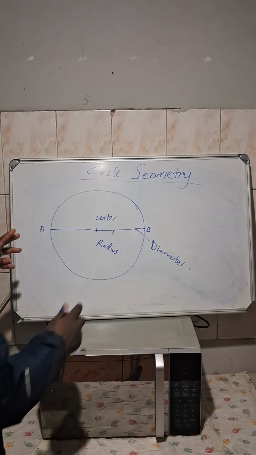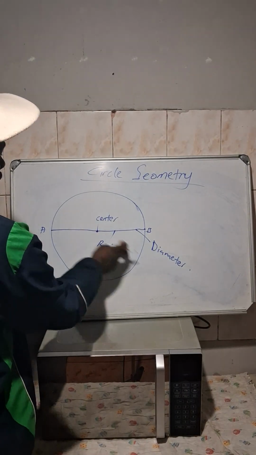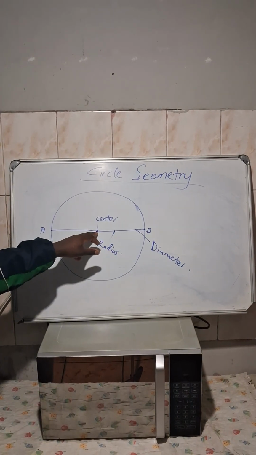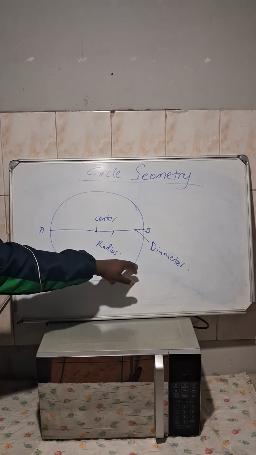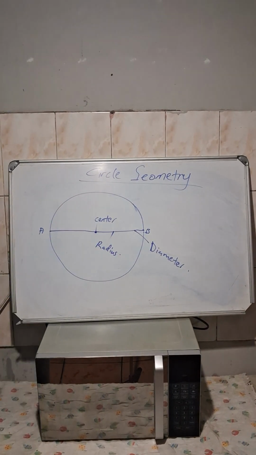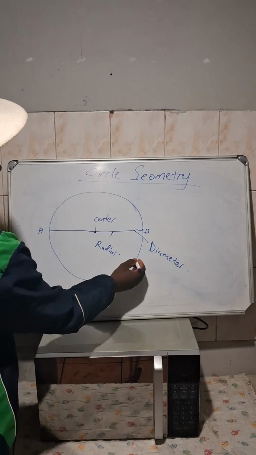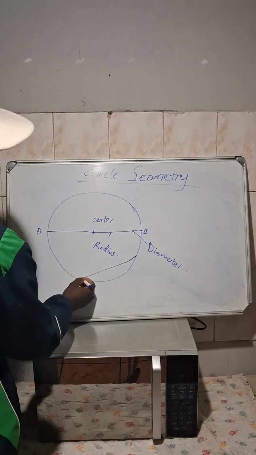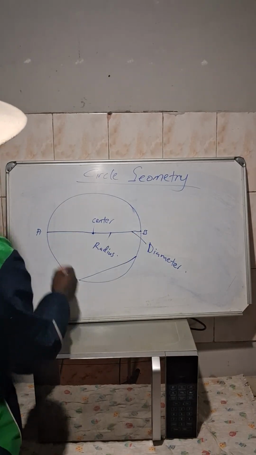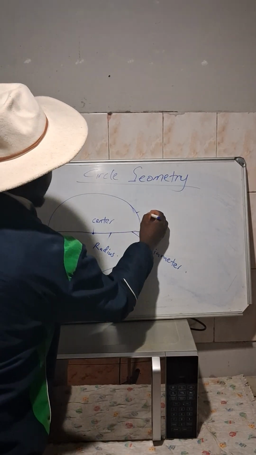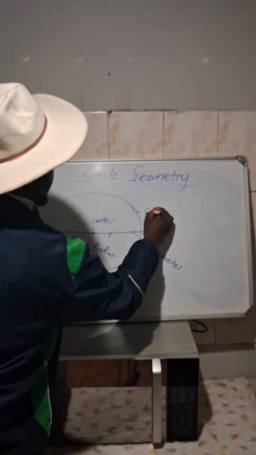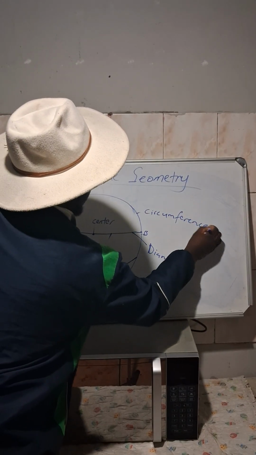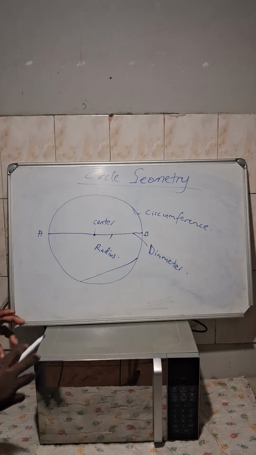So don't be confused if you see the other day I started to tell you about the radius from this point to this point. As long as it is from the circumference to the center, it is a radius, right? We have another line from this point to this point. The whole circle we call the circumference. This whole circle we call a circumference.